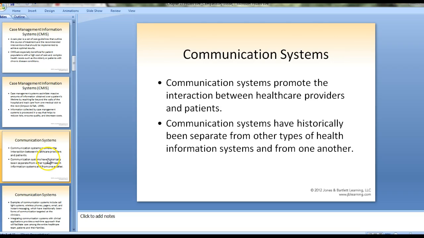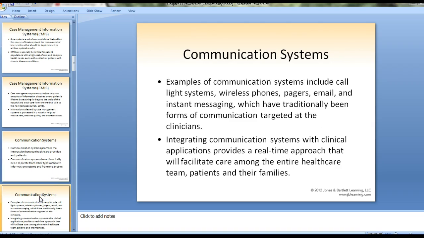So communication systems. This promotes an interaction between healthcare provider and patient. Communication systems have historically been separate from other types of health information systems and from one another. So examples would be call light systems, wireless phones, pagers, emails, instant messaging, which have traditionally been forms of communication targeted at the clinician. So integrating communication systems with clinical applications provides a real-time approach that will facilitate care among the entire healthcare team, patients, and their family.